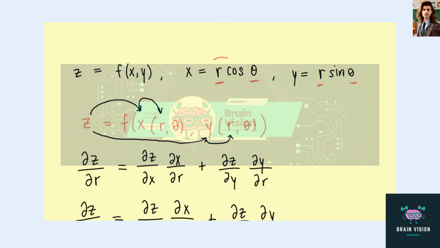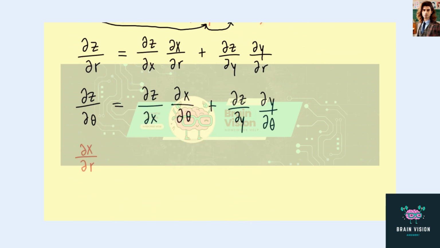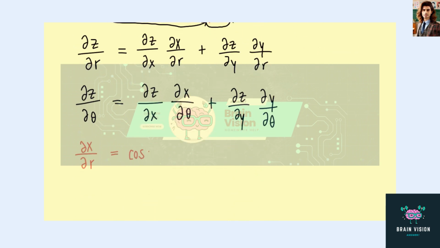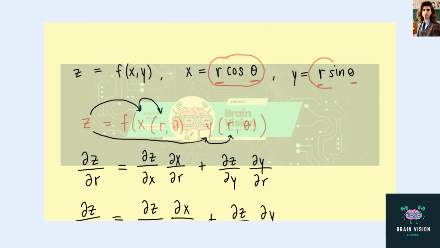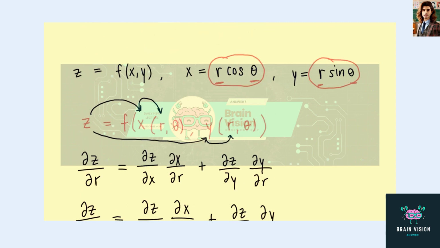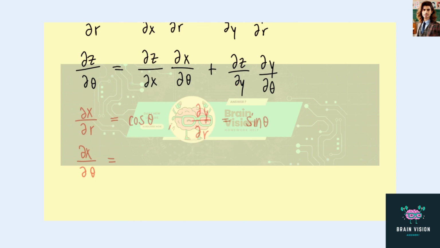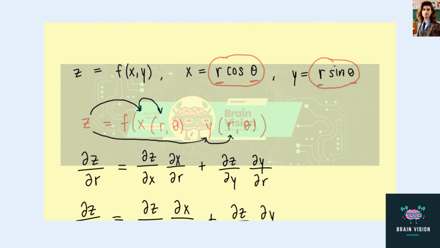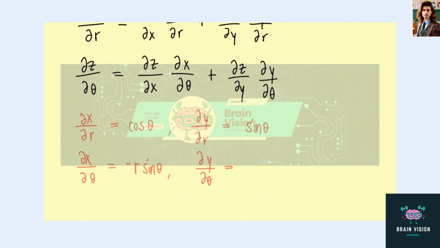So we're differentiating this expression with respect to r, and we get cosine theta. Now let's find partial y partial r. We are differentiating this expression with respect to r, and we get sine theta. Now we will find partial x partial theta, and we get negative r times sine of theta. And finally, partial y partial theta, we get r cosine theta.